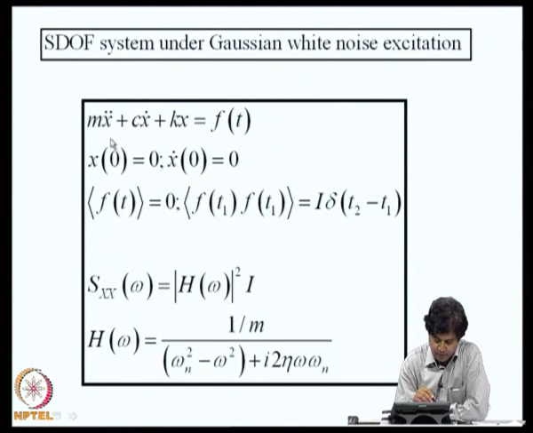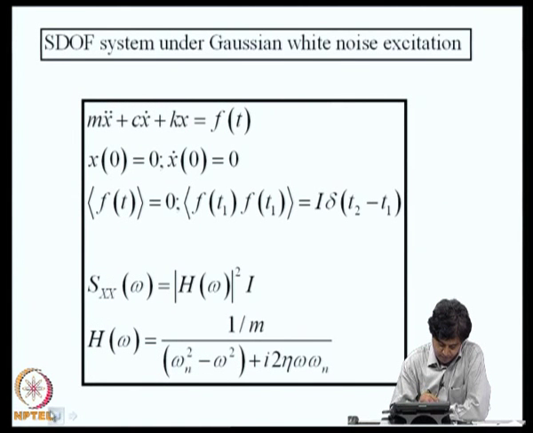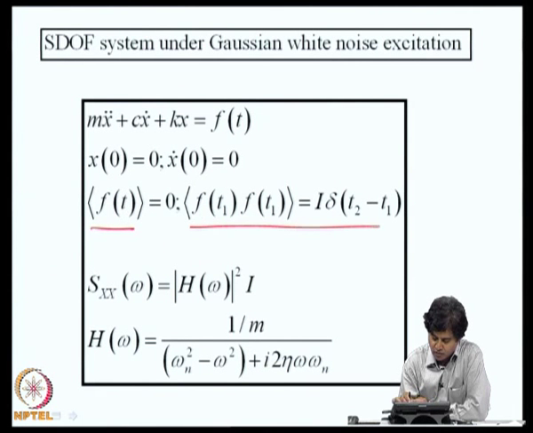So, we have the system equation here: m x double dot plus c x dot plus k x equals f of t. The system starts from rest, the expected value of f of t is 0, and its autocovariance is given by the Dirac delta function as shown. Now, the input output relation will be Sxx of omega equals h of omega whole square into Sff of omega, where Sff of omega is a constant, right.